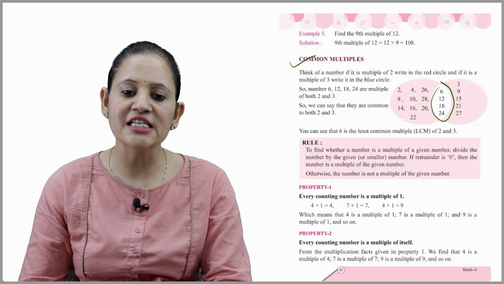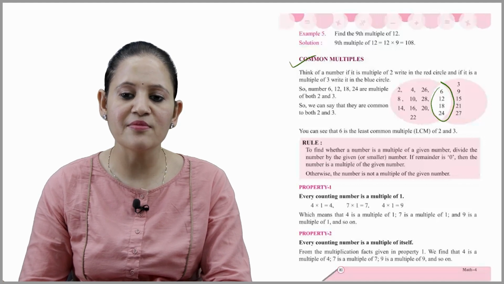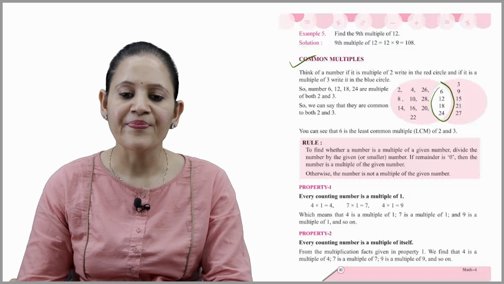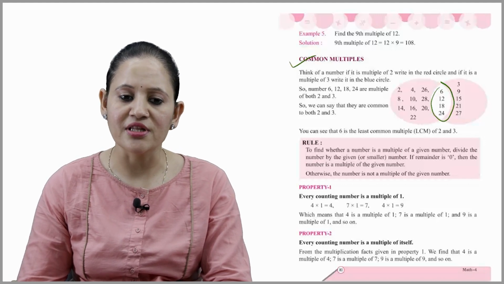You can see that 6 is the least common multiple, LCM, of 2 and 3. इन सब में से सबसे छोटा है least कौन सा है? That is 6. So 6 क्या हो जाएगा? LCM of 2 and 3. Rule.